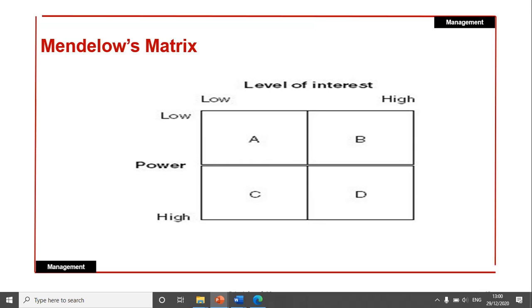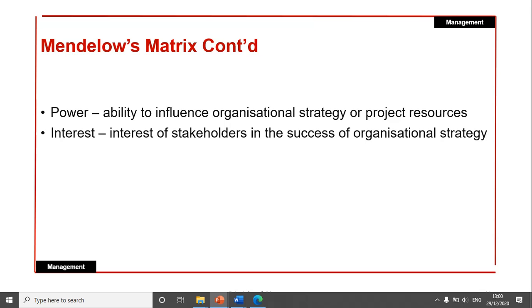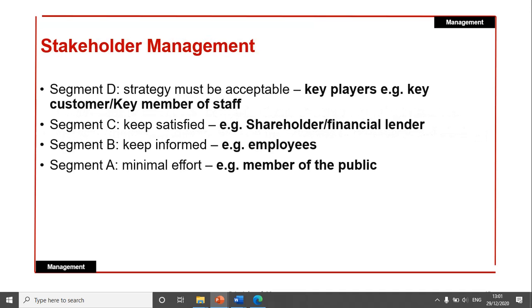Yes. And stakeholder C has got high power and less interest. So let us define those words before we can analyze or make a conclusion on the matrix. And I hope that you're writing. Again, I always encourage students to write. Power means ability to influence strategy of an organization. Then interest means the interests of stakeholders in the success of the organization.